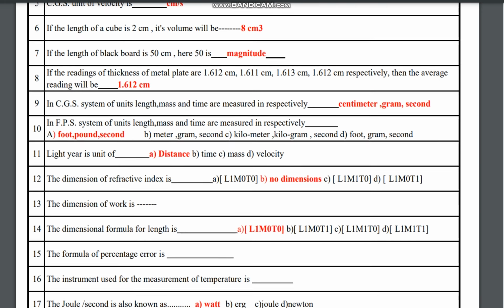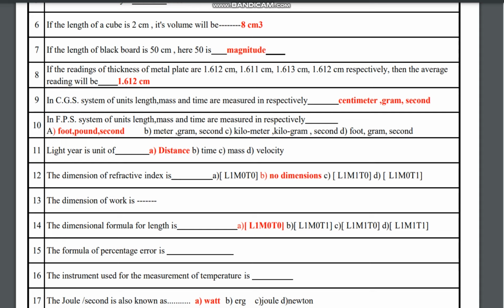Then question number 8 is, if the readings of the thickness of a metal plate are 1.612 centimeter, 1.611 centimeter, 1.613 centimeter and 1.612 centimeter respectively, then the average reading will be 1.612 centimeter.